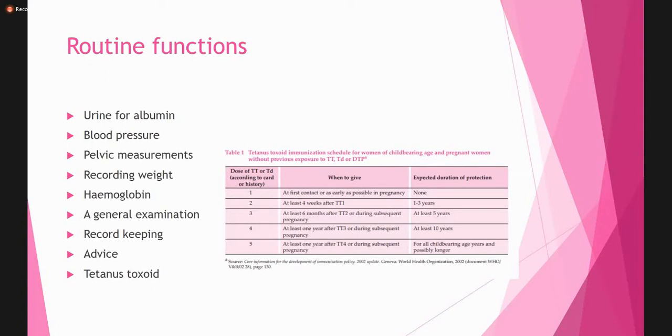Then the third dose is given at least 6 months after TT2 or during the subsequent pregnancy. Then the fourth is given at least 1 year after TT3 or during a subsequent pregnancy. And then the fifth dose is at least 1 year after TT4 or during a subsequent pregnancy. So at least a woman should receive 2 doses of TT during pregnancy if she has not had any tetanus immunization before. This is the schedule.